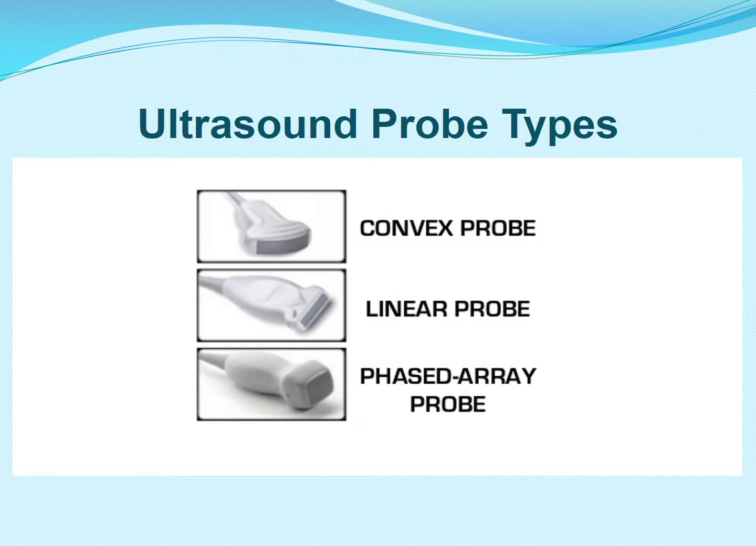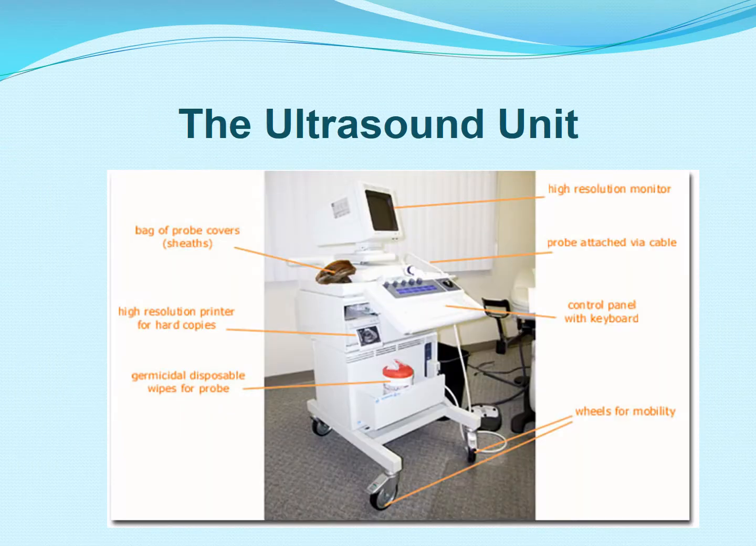Ultrasound probe types. Convex probe, linear probe, phased array probe. For the purpose of this talk, we're going to be focusing on the linear probe and the phased array probe. The linear probe gives you the ability to see superficial structures such as that we use in vascular access. The phased array probe gives you the ability to look at deeper structures such as the cardiac window. It allows you to look at all the ventricles, and this type of probe, for example, is used in an echocardiogram.